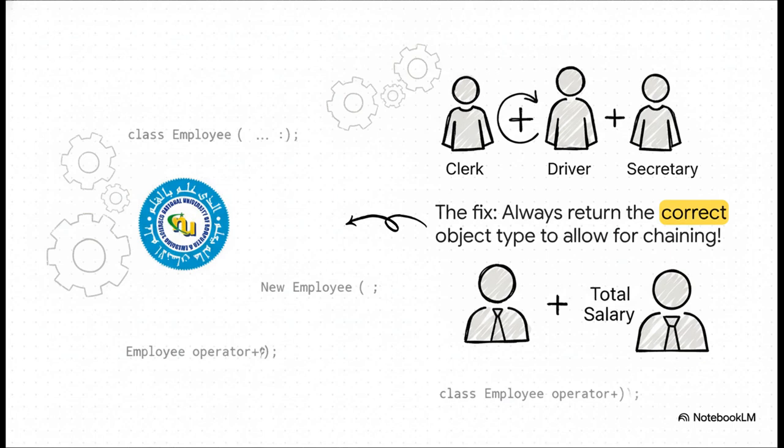And here is the beautiful, elegant solution. You change the operator plus function so that it returns a new temporary employee object. Now when the compiler evaluates clerk plus driver, the result isn't a number. It's another employee. And that new object can be perfectly added to secretary, and the chain works exactly like you'd expect. This is a crucial design pattern. For operators to be chainable, they have to return an object of their own class.